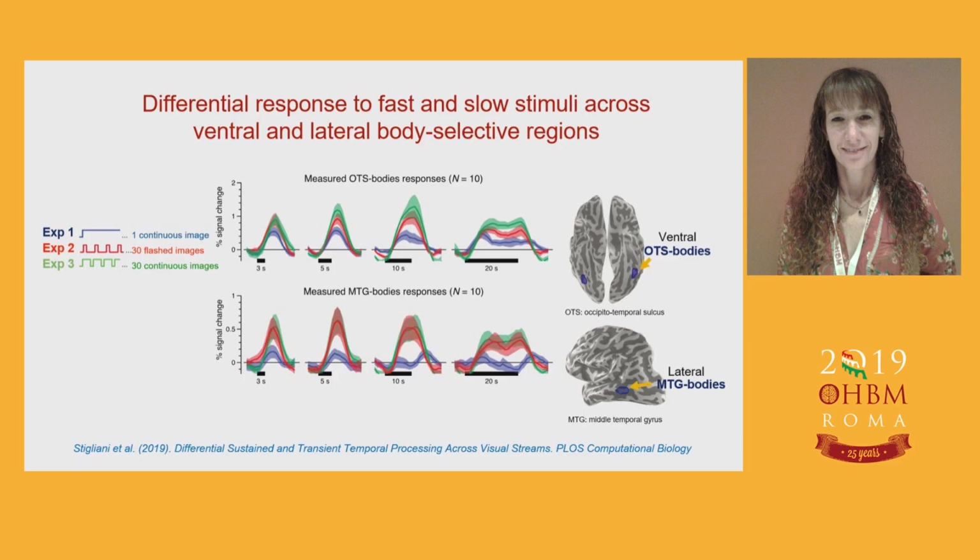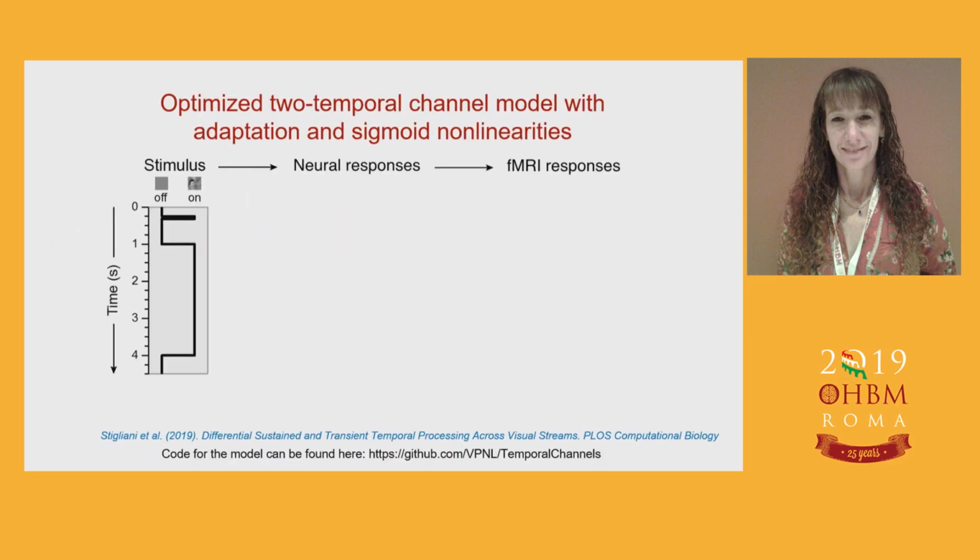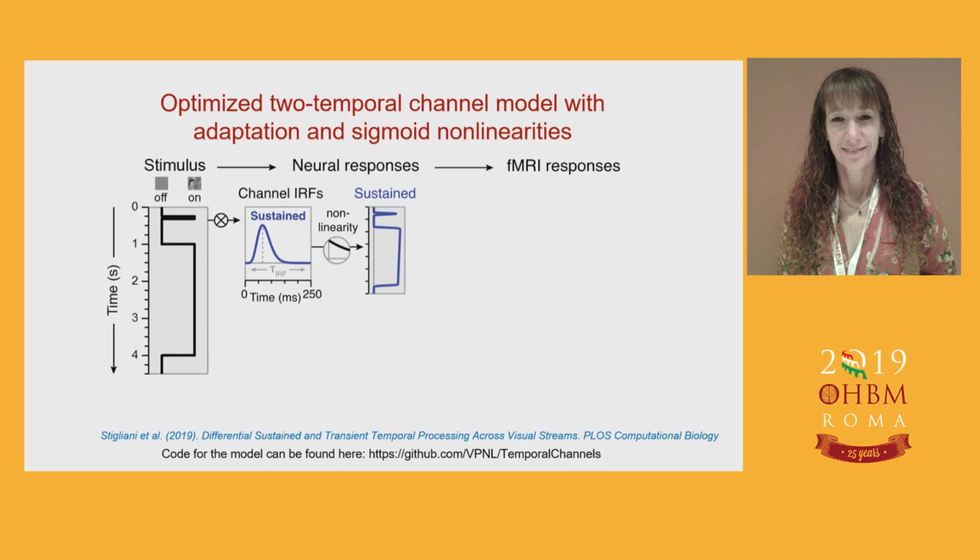So what we're going to do is now use our two-channel model to predict responses. However, we made some changes in this model to be applicable for high-level visual regions. The first thing that we did is that we used optimization techniques to infer the time window of integration of the neural IRFs in higher visual areas. And in addition, we added a nonlinearity in terms of an exponential to account for adaptation for continuous stimulus.